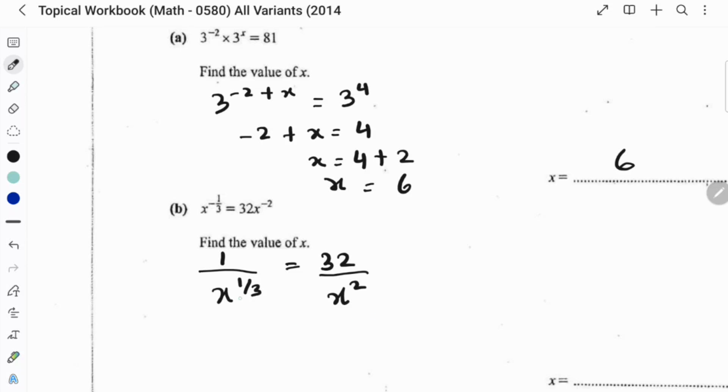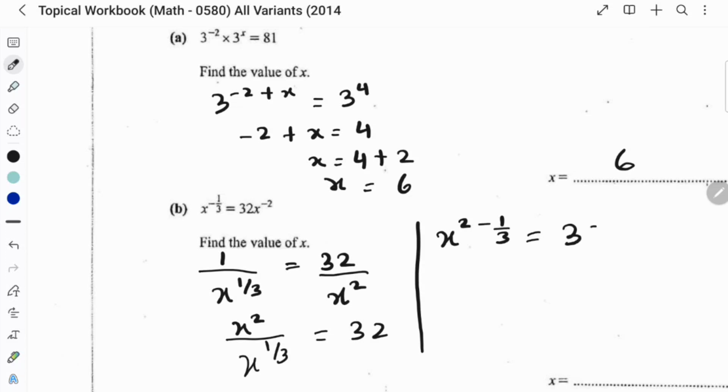Okay, so here x square, we are just cross multiplying x square, x 1 over 3. We keep writing down 32 here. Now simplify this. X 2 minus 1 over 3 is equals to 32.